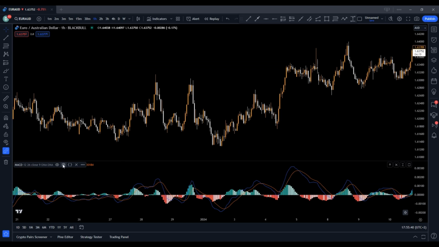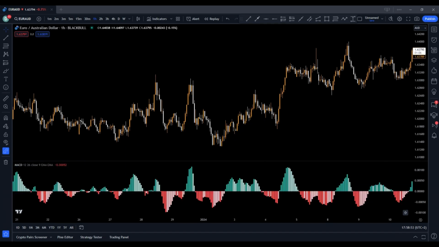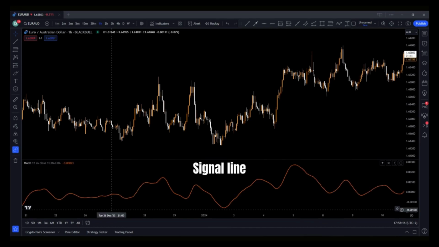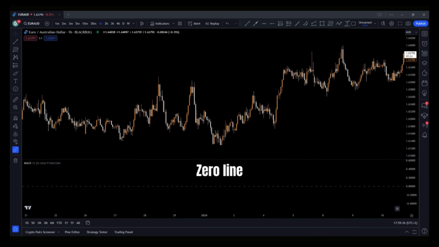Here you can go to settings and change the parameters of this indicator, but you don't need to change those for this strategy. So how does MACD work? The MACD indicator contains four components. The MACD line, which is the difference between two moving averages, the 12-period and the 26-period. The signal line is the 9-period moving average of the MACD line. The histogram graphs the distance between the MACD line and the signal line. And the zero line, which is in the middle of the histogram.